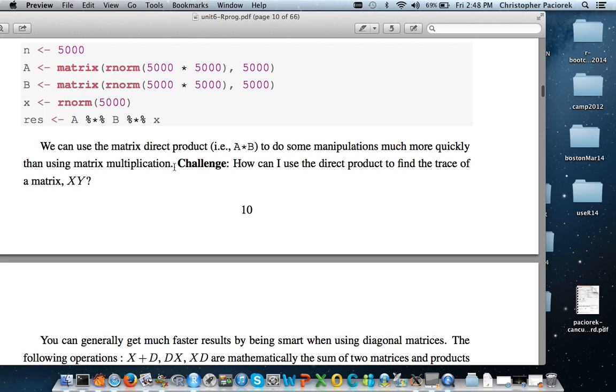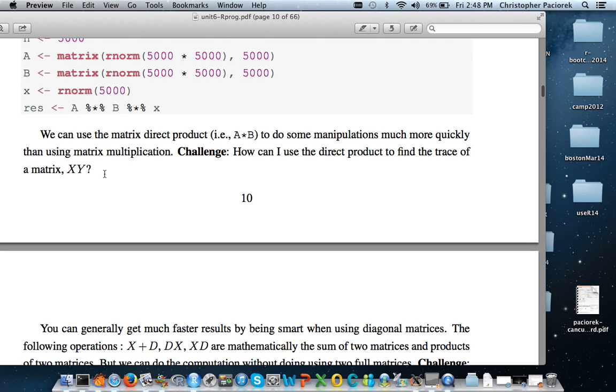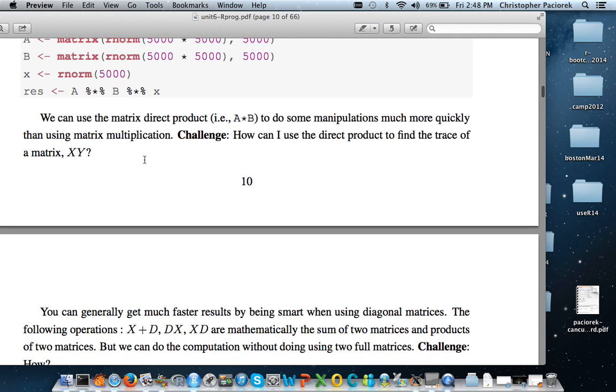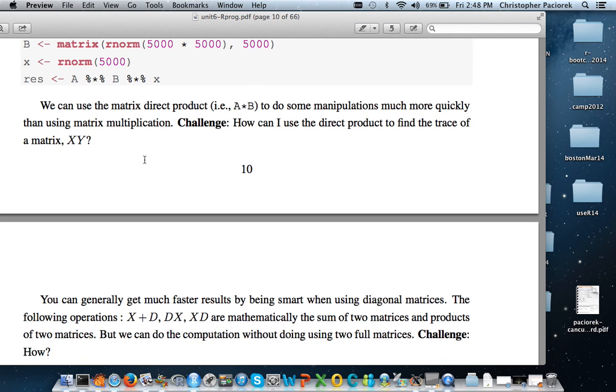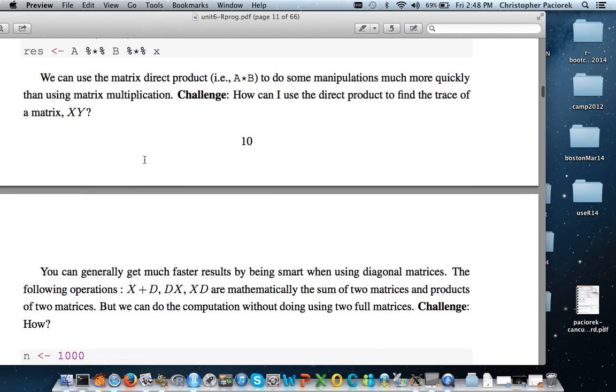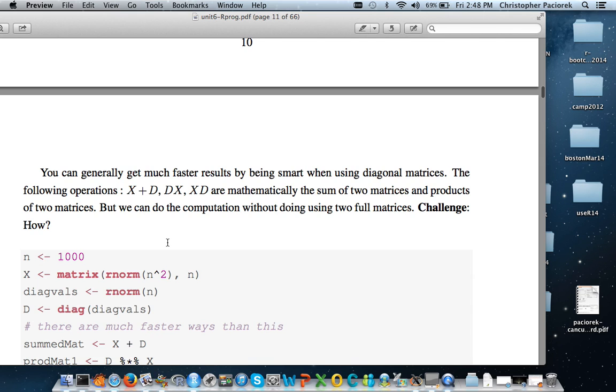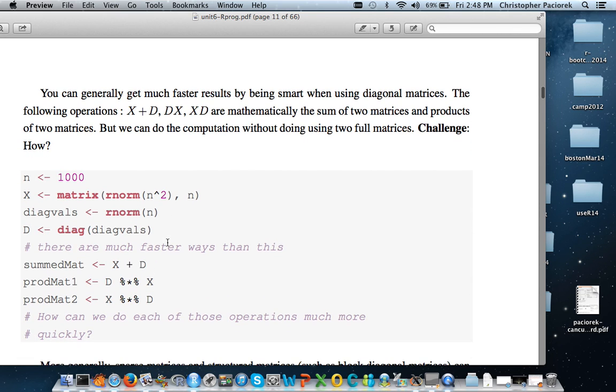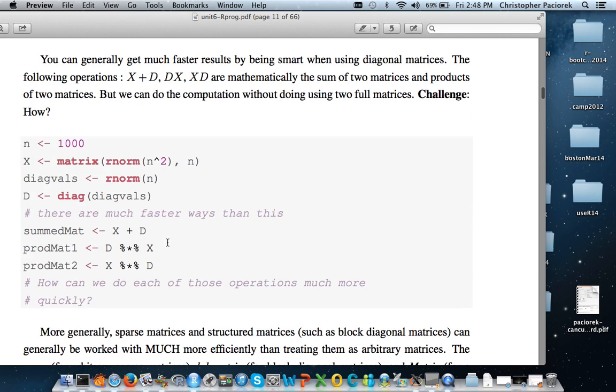Here's an interesting one that you can think about. If I need to find the trace of a matrix, where that matrix is produced by multiplying two matrices together, how could I do that in a fast way? I can actually do it with the direct product of the matrices as opposed to actually matrix multiplying the matrices, but I'll leave that for you guys to think about. And there's another challenge in here of working with diagonal matrices that builds on some of the same things that we've been talking about.